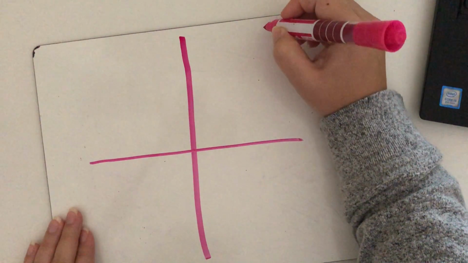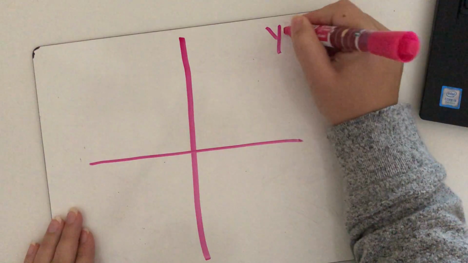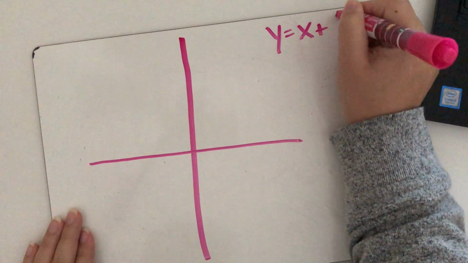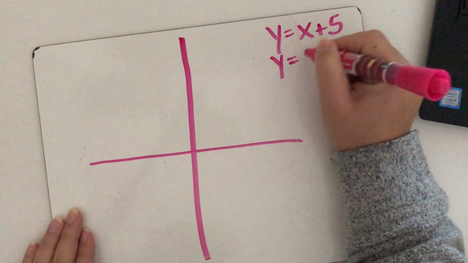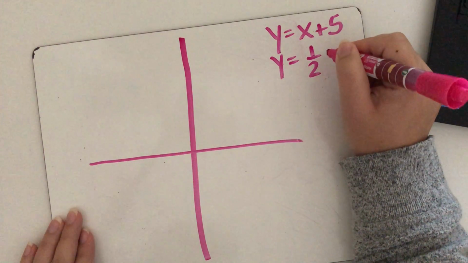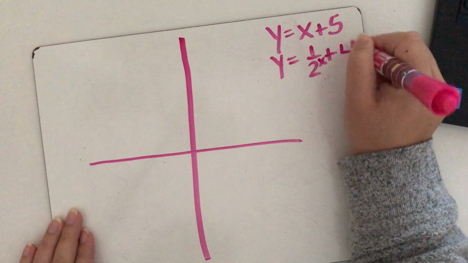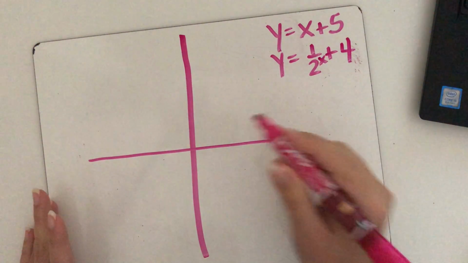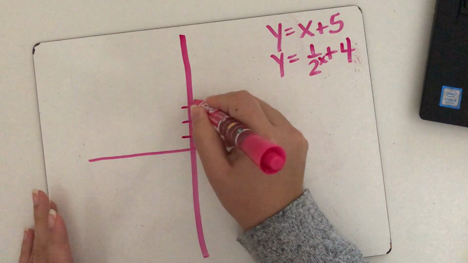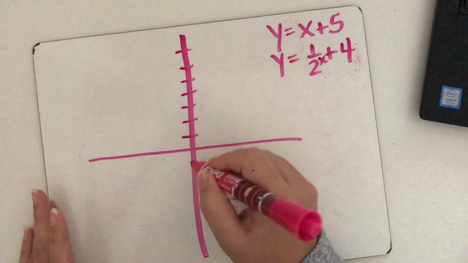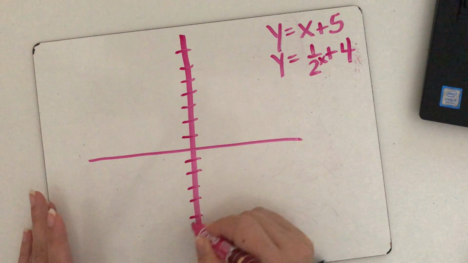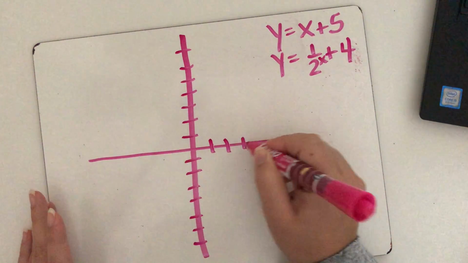So I'm gonna write pretty small up here what the systems are. So I have y equals x plus 5, and then I have y equals 1/2 x plus 4. So I'm going to graph both of these, and I'm going to see pretty much where they cross at.